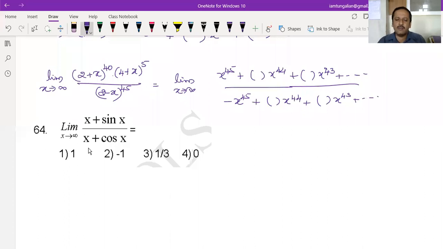Numerator is a polynomial of degree 45. Denominator is also a polynomial of degree 45. So both are polynomials of the same degree. Therefore, the answer is the coefficient of the highest power of x, which is 1 in the numerator, divided by the coefficient of the highest power of x in the denominator, which is minus 1. So the answer is minus 1.